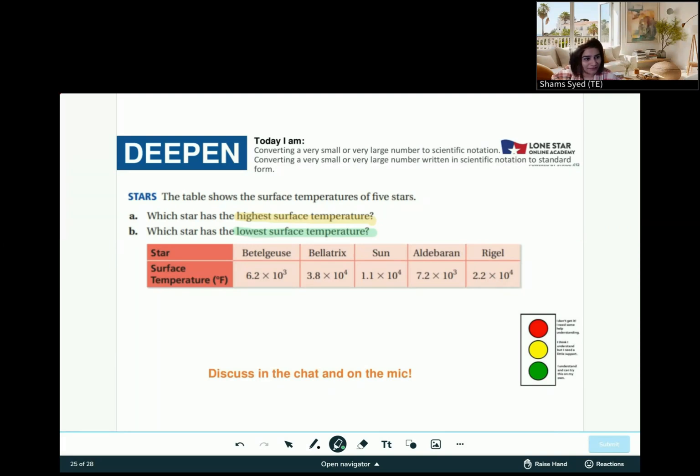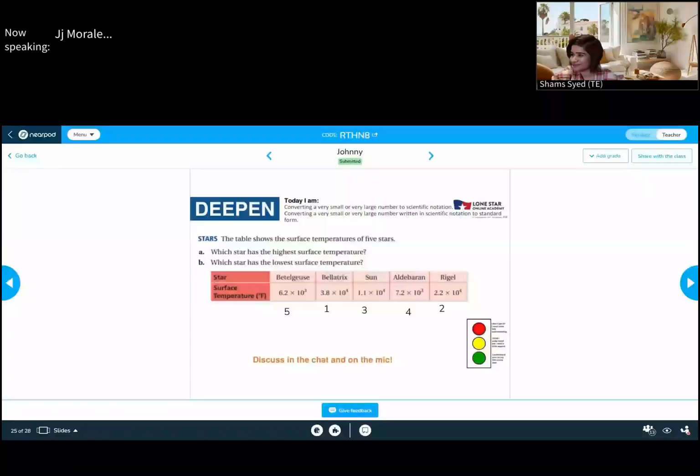Very good, Blake. Okay. Here is JJ's slide. Let me go ahead and share it. JJ, hop on the mic, talk about it. We can hear you. Okay. So the way I charted it was the highest number is the lowest one, and the lowest one is the hottest one.